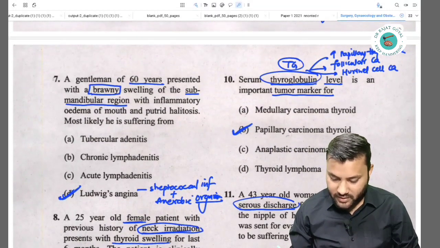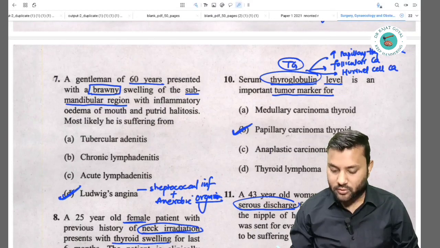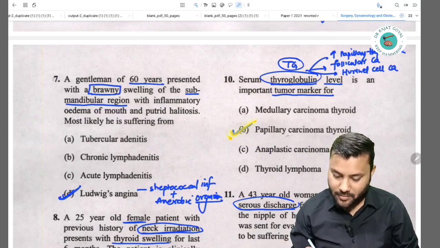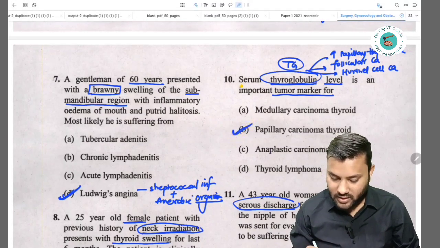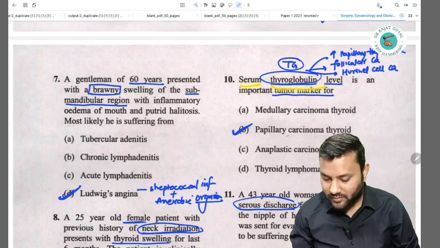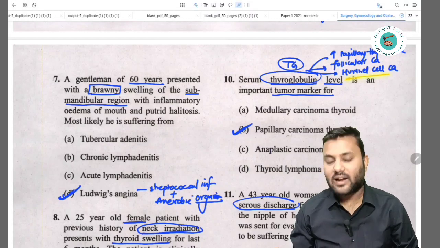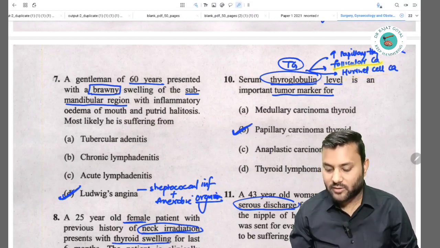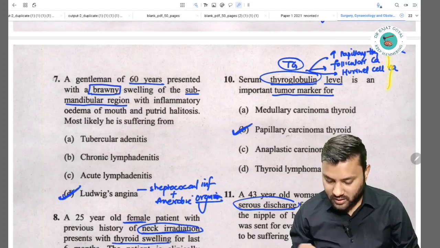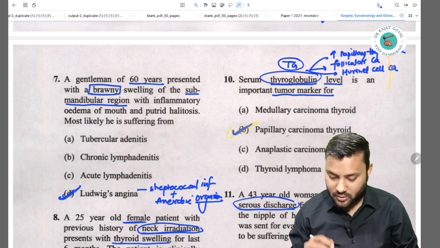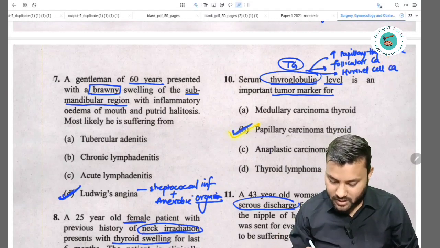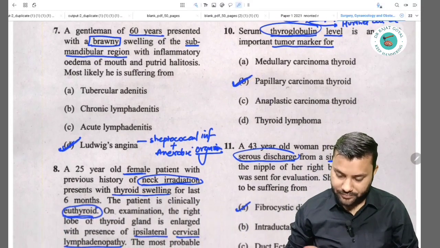Serum thyroid level is an important tumor marker for. So here also the answer will be papillary thyroid, because if we talk about the serum thyroglobulin level, then they generally occur in the increase in the papillary thyroid cancer, Hurthle cell carcinoma, and follicular carcinoma. So among these, only papillary thyroid cancer is given in the option. So answer here will be option B.